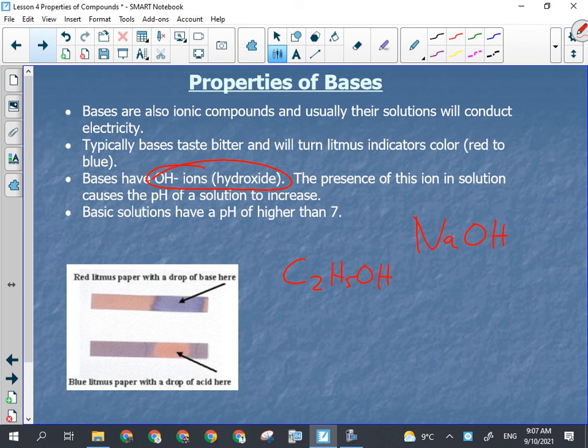All right. Now, because they're ionic, they're going to be like acids. They're going to be some of your best conductors of electricity. They dissociate very easily, so they have lots of free positive and negative ions when they're in solution. So they're going to conduct electricity very well. They're going to have a very high pH, okay, so higher than 7.